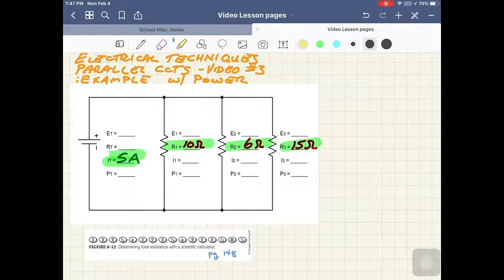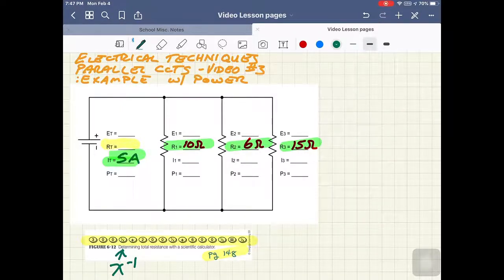Okay, so part of this lesson, what we want to talk about is using the reciprocal method for solving for our RT. Okay, so we've got R1, R2, and R3 of 10 ohms, 6 ohms, and 15 ohms respectively. We have here from page 148 in your textbook a very good example of how to use the reciprocal method on your calculator. Very important. Also, it shows the 1 over x button here. Your calculator might have the x to the minus 1 button, which you will utilize as well too.